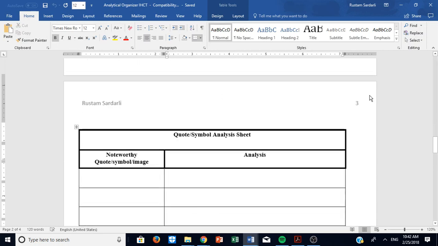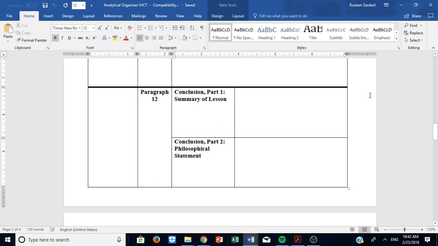Lastly, we're going to get into the conclusion. Now, the conclusion has two parts. We're really going to avoid the whole restate your thesis approach to writing an essay. We're going to focus on two things. The first is going to be a summary of the lesson experienced by the character. So what did the character learn?